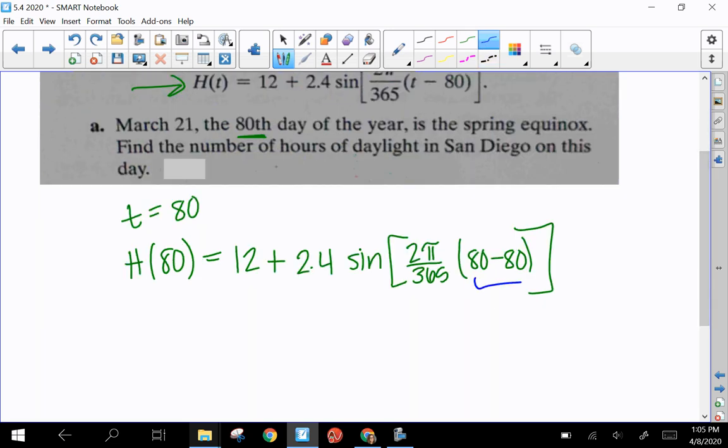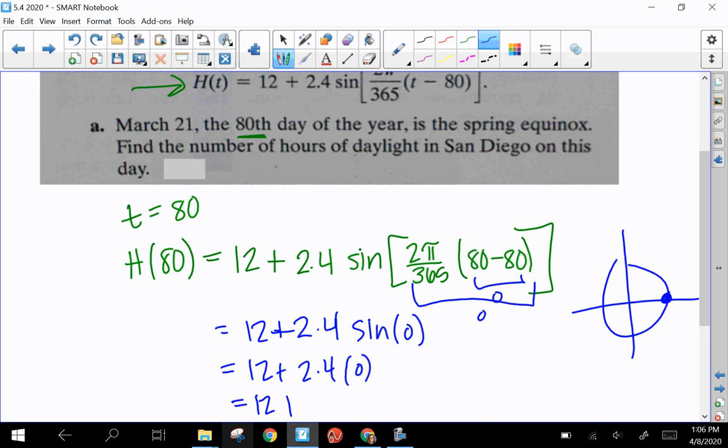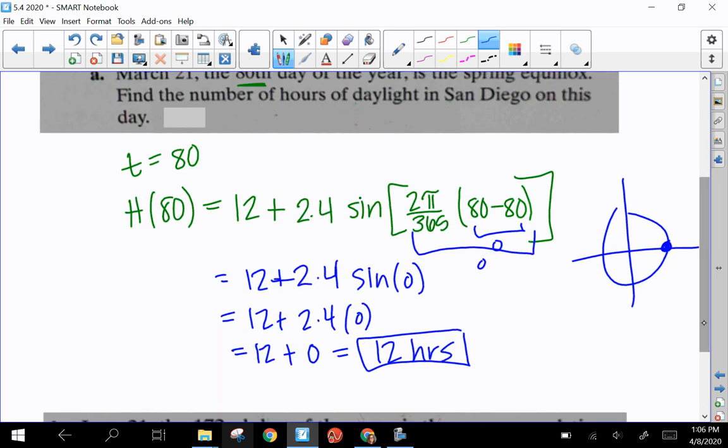All right, just some plug and chug here. 80 divided by 80, that's going to be 0. 0 times anything is 0. So let me rewrite what I have. 2.4 times sine of 0. I'm finding sine of 0. Think about your unit circle. Here's 0 radians. That means that that value, sine, y value, is going to be 0. 12 plus 2.4 times 0. That's 12 plus 0, or 12. 12 hours of daylight on March 21st, which is the start of the spring equinox.